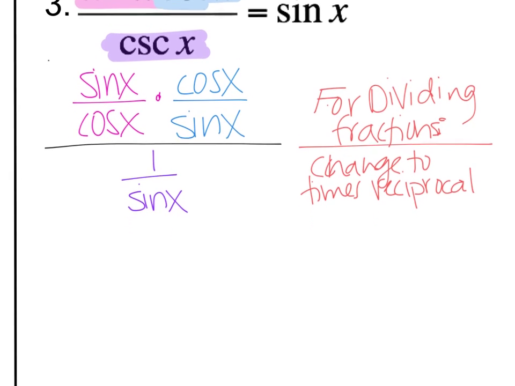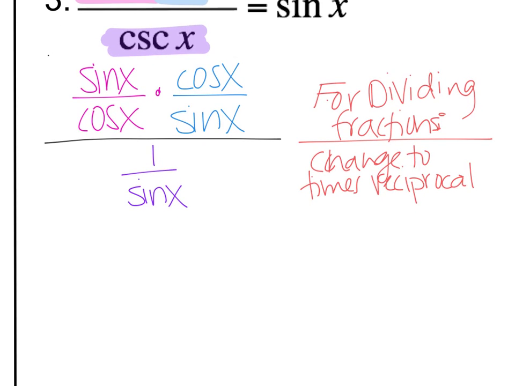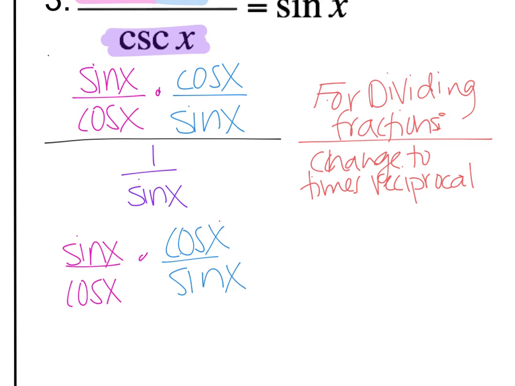So what I need to do here, the top is going to stay the same. Sine x over cosine x times cosine x over sine x. And then the bottom is going to change to times. That's going to flip over, times sine x over 1.